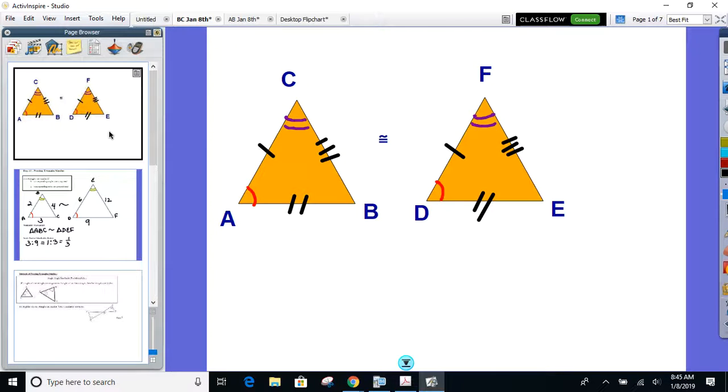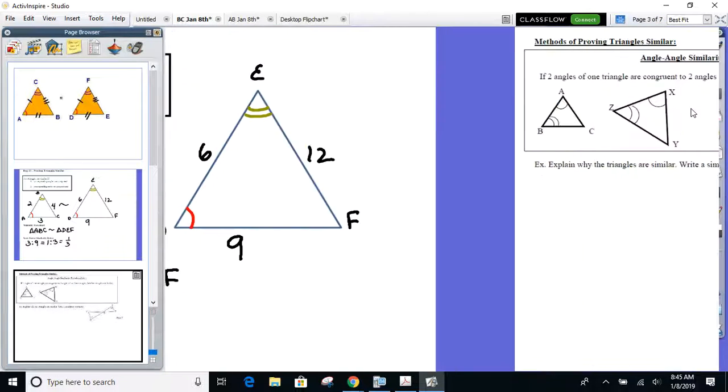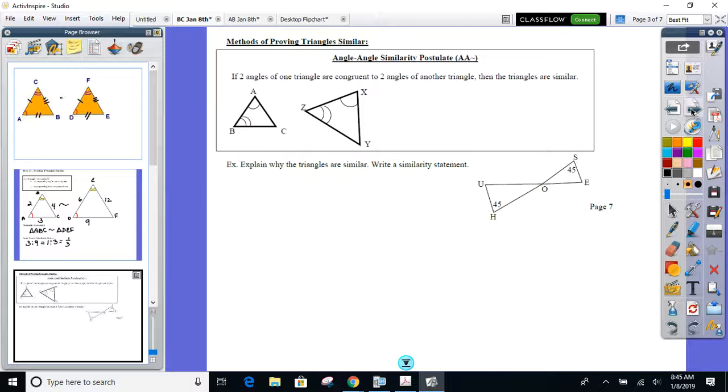When you prove two triangles congruent, did you need all the sides and angles to be congruent? No. How many methods did we have? 5, and those methods required a lot less, right? All right. Well, I'm going to show you 3 methods today how to prove triangles similar. And you don't need all of it. You don't need all these facts, all right? 3 methods. The first one, angle, angle, AA.